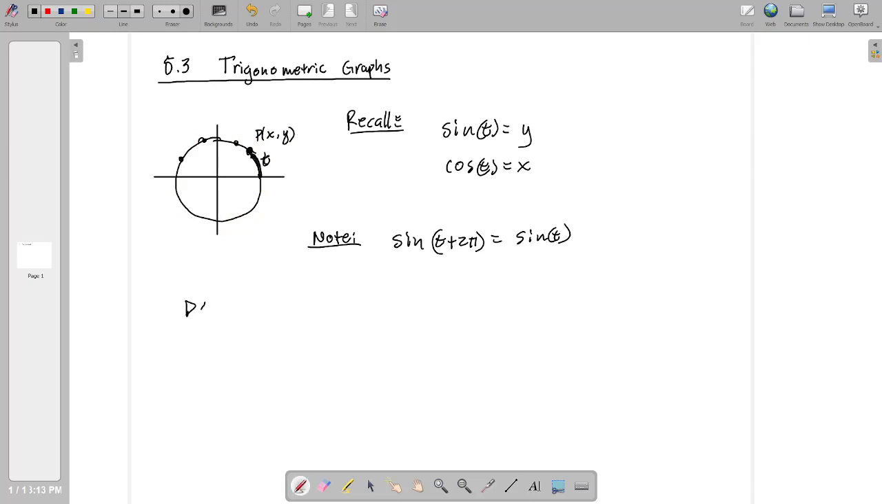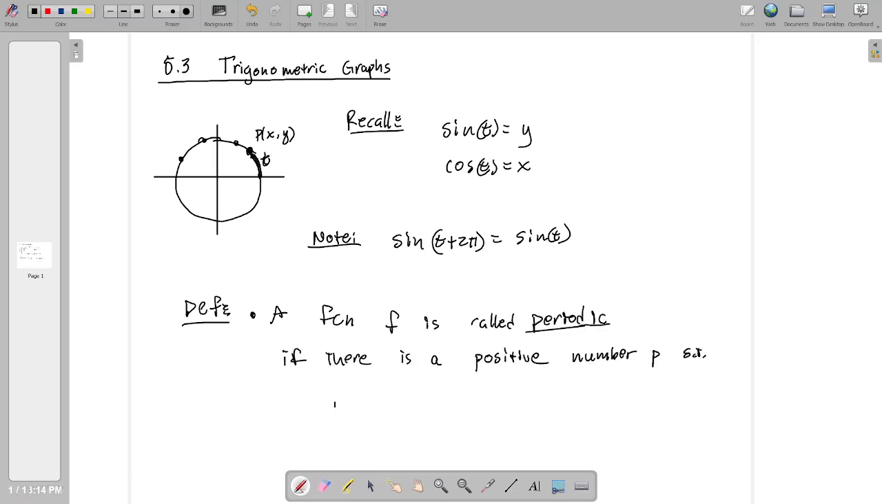Let's go ahead and define a few things, and then we'll get into sort of how to graph these functions. A function f is called periodic if there is a positive number p such that f of t plus p is equal to f of t for every t.